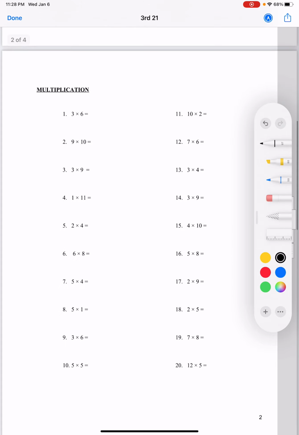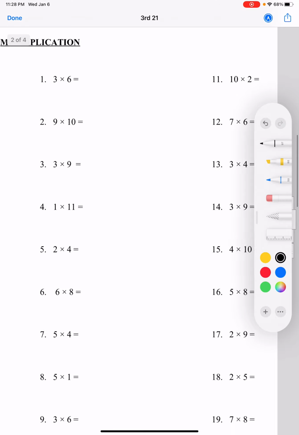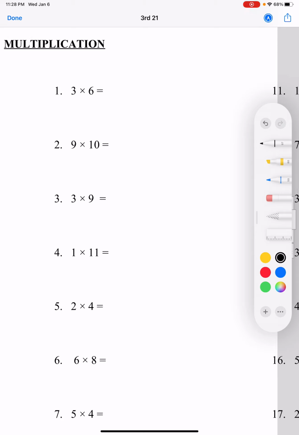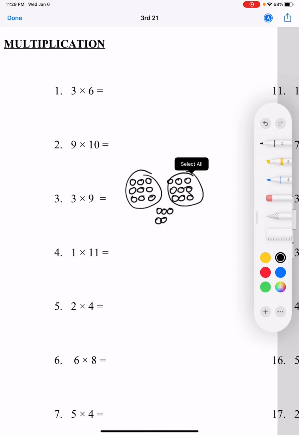Now the second worksheet is multiplication, so let's try number 3. So it says 3 times 9, and basically what multiplication is, it's saying you're grouping these numbers into different groups. So there's 3 groups of 9 or 9 groups of 3, it doesn't really matter. I'll do 3 groups of 9, so 1, 2, 3, 4, 5, 6, 7, 8, 9, then the second group, and the third group. So there's 3 groups of 9 each, and we're just gonna count all the small circles.